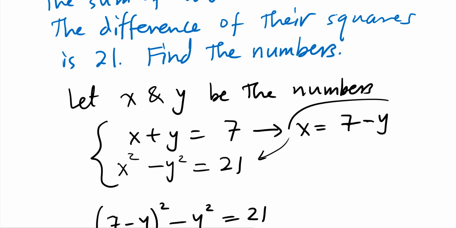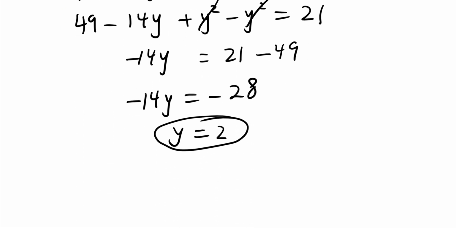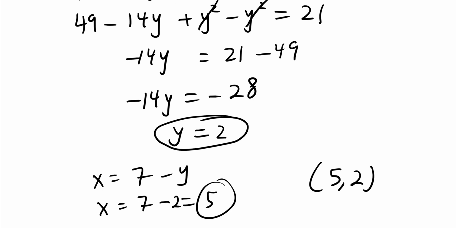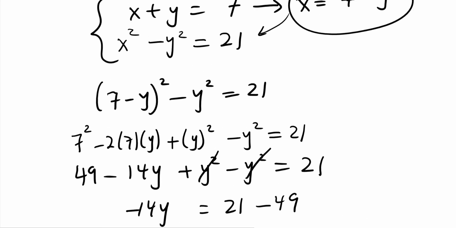Then we can substitute here. x is 7 minus y. 7 minus 2 is 5. So the solution would be (5, 2). And then again, as I said before, you can test it out and make sure it works.